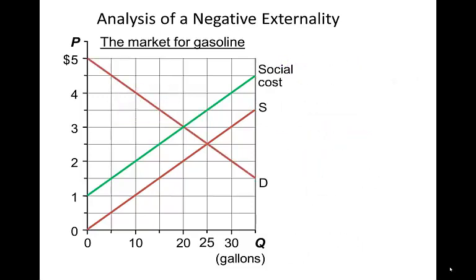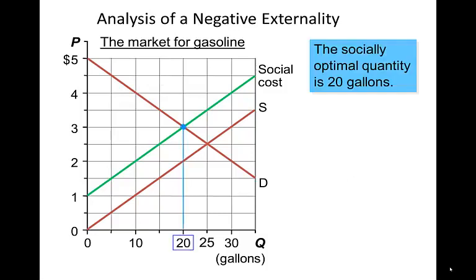Okay, so let's go back to what our market is doing here. When we incorporate the social cost into our supply and demand model, now we see that the optimal quantity of gasoline that should be traded in the marketplace is actually 20 gallons, not 25 gallons.